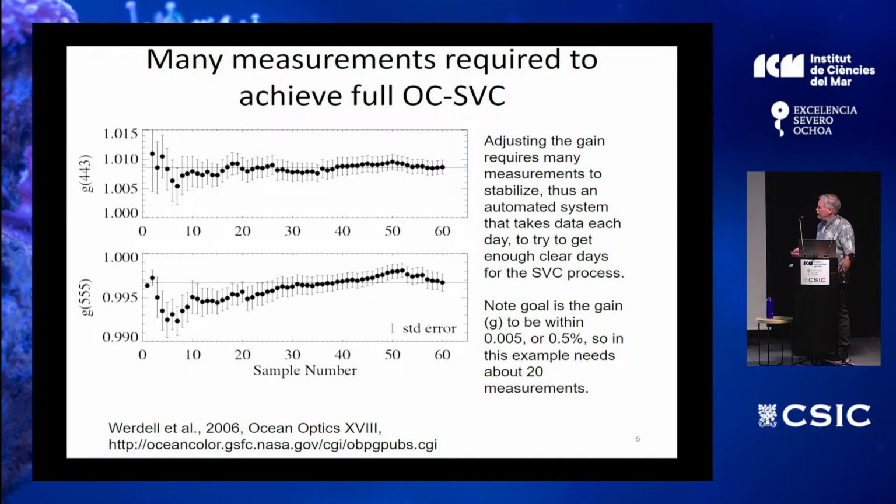I think it was launched in '97. It's not working anymore. But basically, you can't just do this once. You have to do it a lot of times to be able to get the error down and the stability in this G factor, which is the top of the atmospheric gain. So it takes about 20 measurements till you've gotten this to be a reasonable sort of asymptotic, good value. So you can't just do it once, you have to do it many, many times.